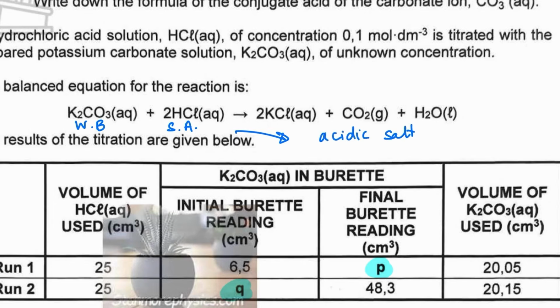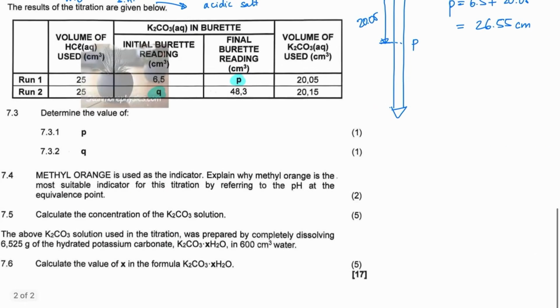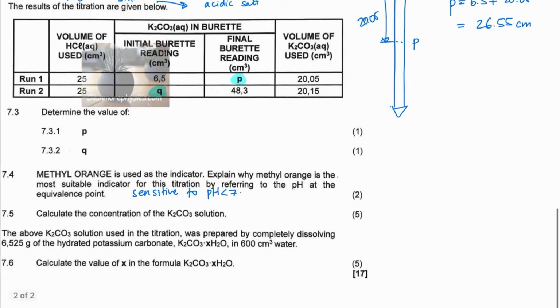So what we are going to need is an indicator that is sensitive to pH ranges that are acidic, and that is methyl orange. So methyl orange is sensitive to pHs that are less than 7. And we need that because we expect our salt that's forming to be acidic.